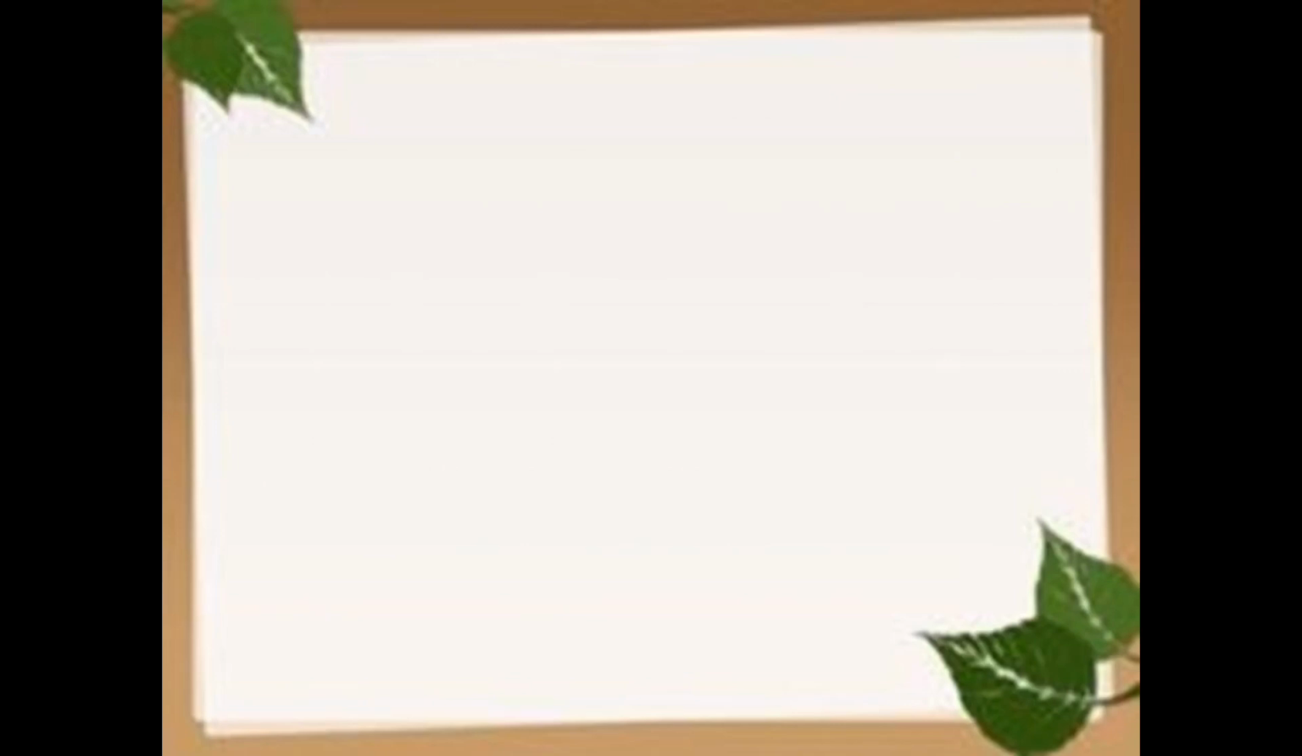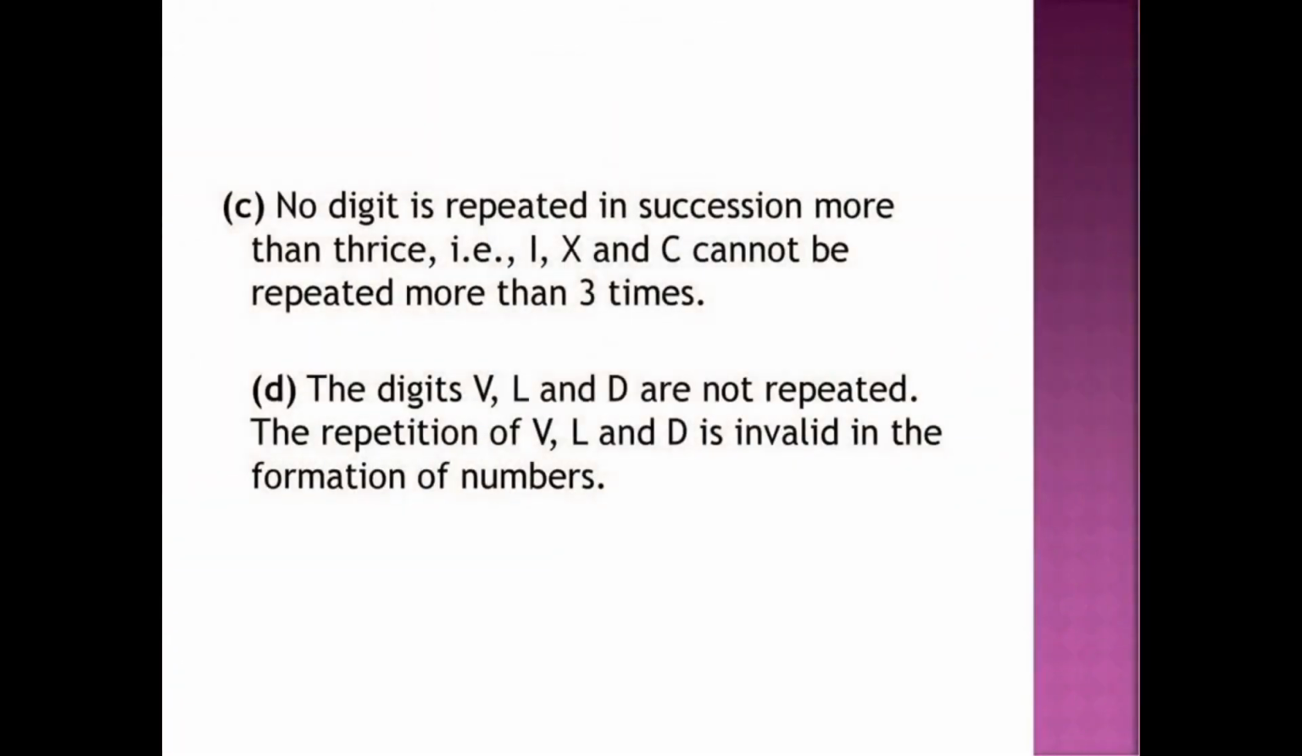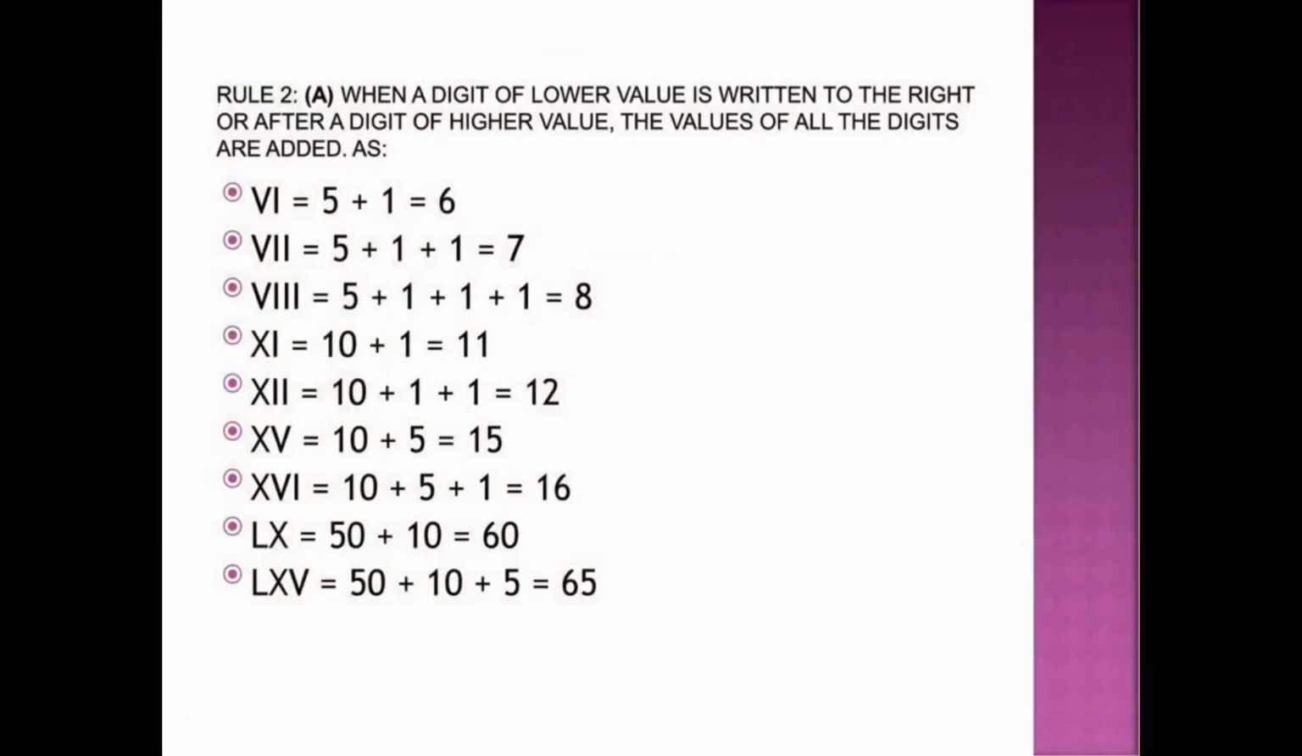Next it says that we cannot repeat the digits I, X and C more than 3 times. And it also says that the digits V, L and D cannot be repeated. The repetition of V, L and D is invalid in the formation of numbers. Hopefully it is clear to you?